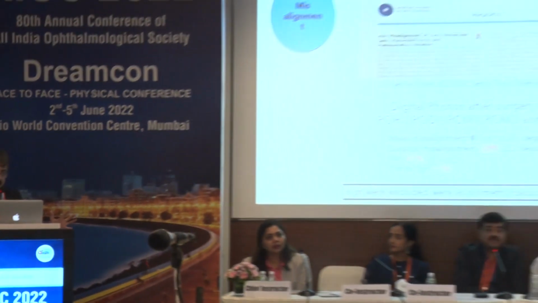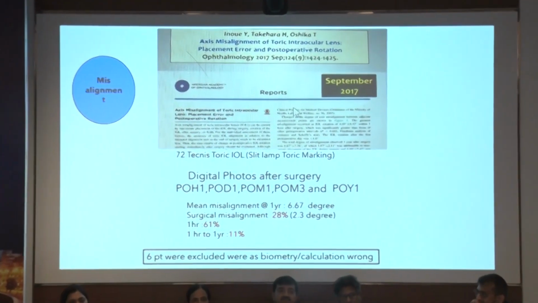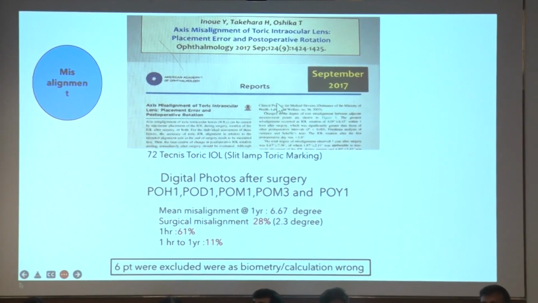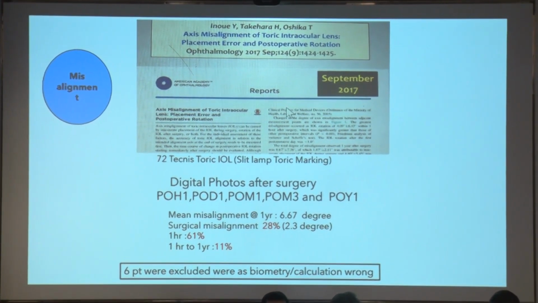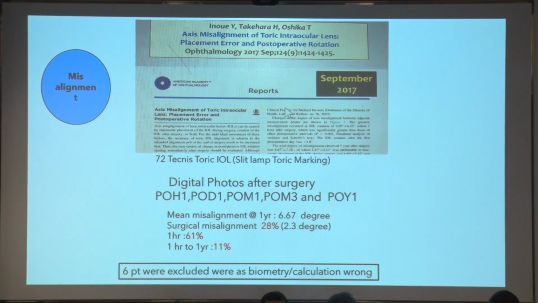fluctuation, pressure fluctuation. And probably the doctors were in a hurry, they did not wait to allow the lens to unfold completely and sit in the bag. Maybe there are different factors, but most of the time the misalignment, the rotation of the IOL, happens in the first 1 hour after surgery.